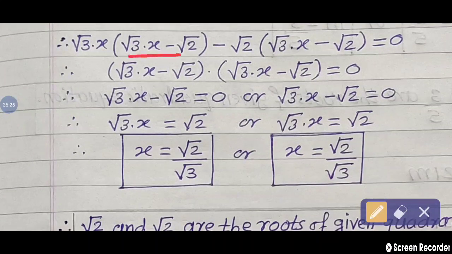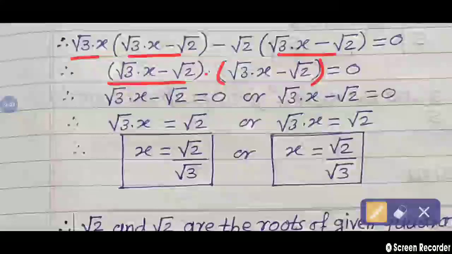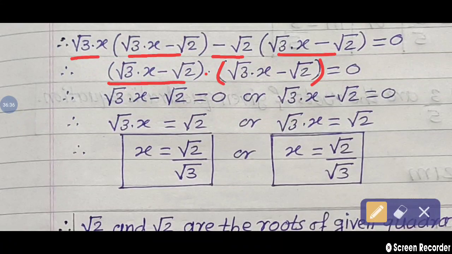So this bracket is the same, that we write only one time, so we are getting one factor. What are the remaining terms that we write in a second bracket? So root 3x minus root 2, that we write as a second factor. So both the factors multiply to each other and the product is equal to 0. It means any one factor is 0. So compare with 0: first factor equal to 0 or second factor equal to 0.